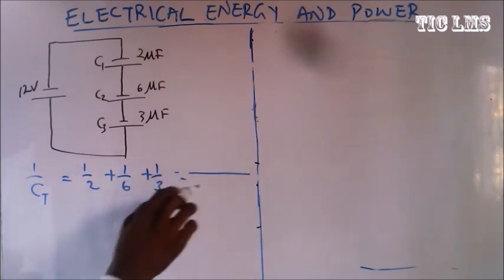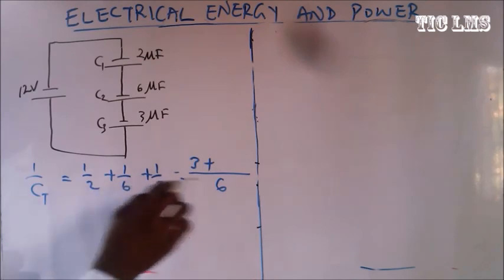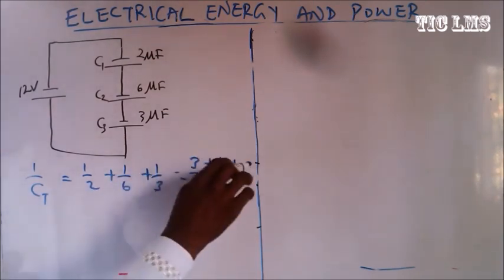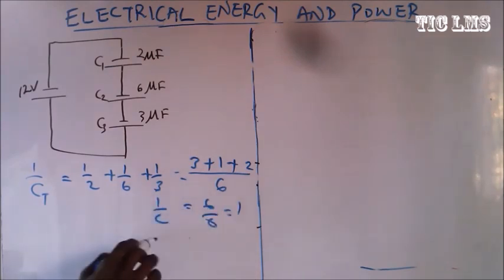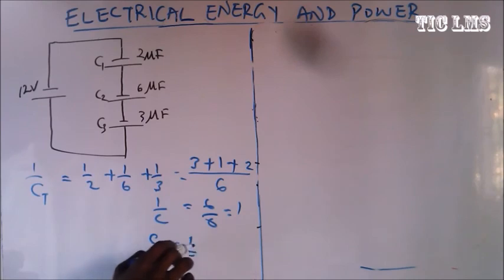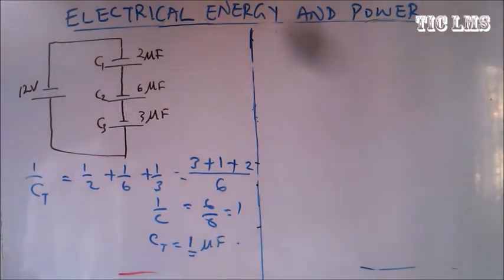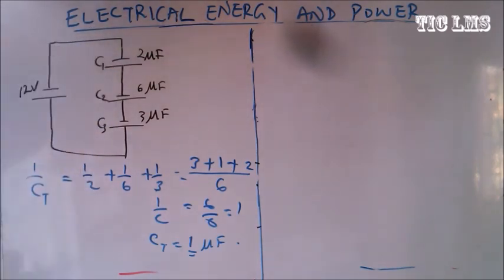So here we have the LCM of 6. 2 into 6 is 3, 3 times 1 is 3, 6 into 6 is 1, 1 times 1 is 1, 3 into 6 is 2, 2 times 1 is 2. So we have 6 over 6. So we have 1. So the total capacitance here is 1 microfarad. Now with all this, alright, so after finding the total capacitance, next thing is for us to find the charge flowing through the circuit.